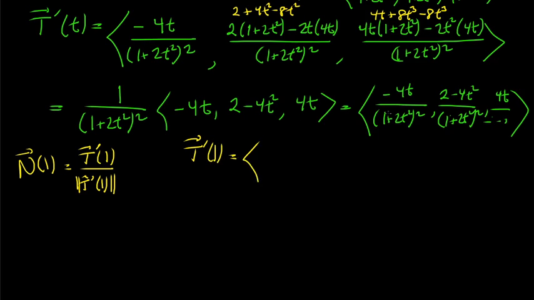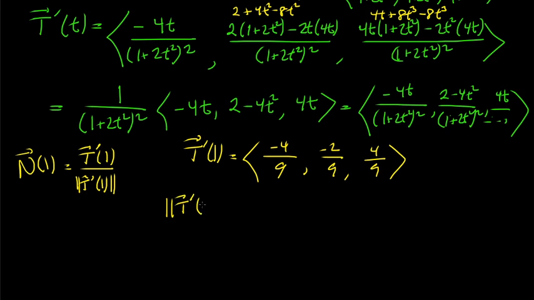So what we get for the numerator here, we get negative 4 divided by 3 squared is 9. So all the denominators will be 9s then. Gosh, I can't write a 9. There we go. And then 2 minus 4, so negative 2 over 9. And then 4 over 9. Okay. Yes, so that's not a unit vector. I don't believe it is.